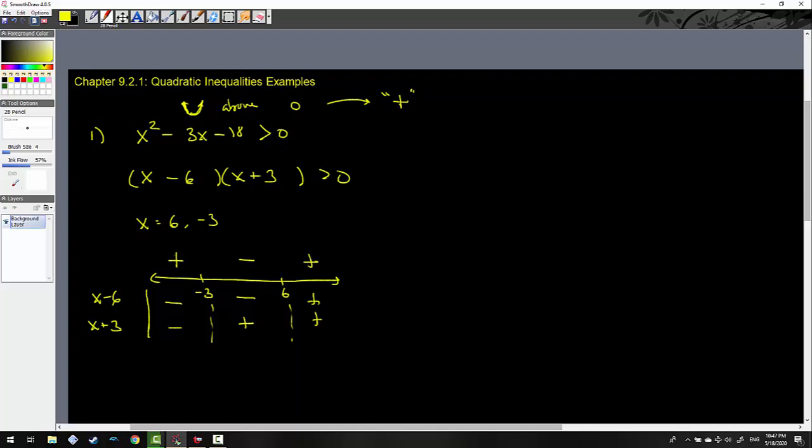And which one do I circle? Well, it all depends on the original problem, right? The original problem wanted me to find out where this quadratic was above 0. Above. The positive is what I'm looking for. So I'm going to circle my positive ones.